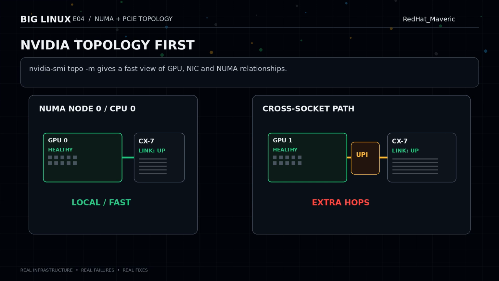Then I look at the Linux PCI Express tree with lspci -tv. This is where you can see which devices hang off which root ports and bridges. If I am trying to match a ConnectX adapter to a GPU, I want to know whether they are under the same root complex or whether the path crosses CPUs.